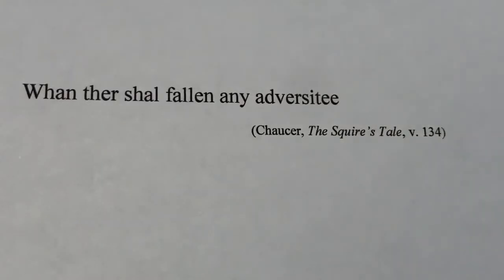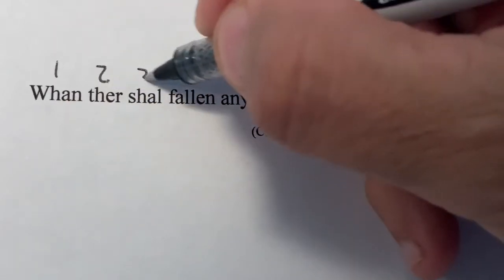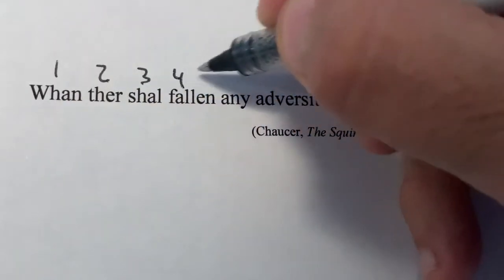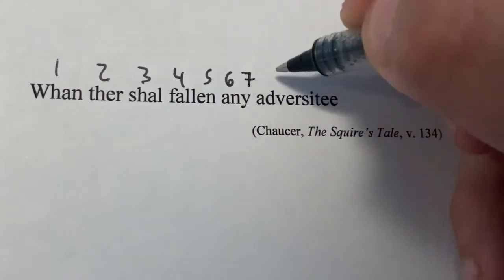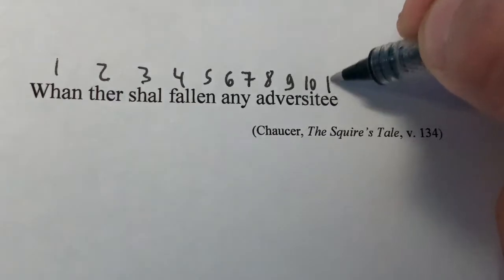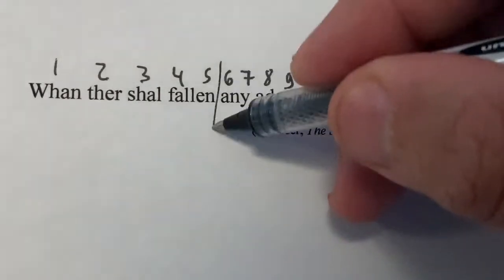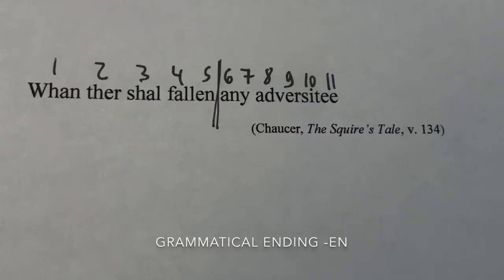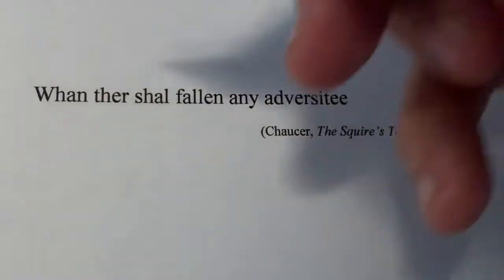All right, let's do the syllabic count. When there shall fallen any adversity. What you're seeing is a lyric caesura. Because the caesura is here, that N is not going to be counted.